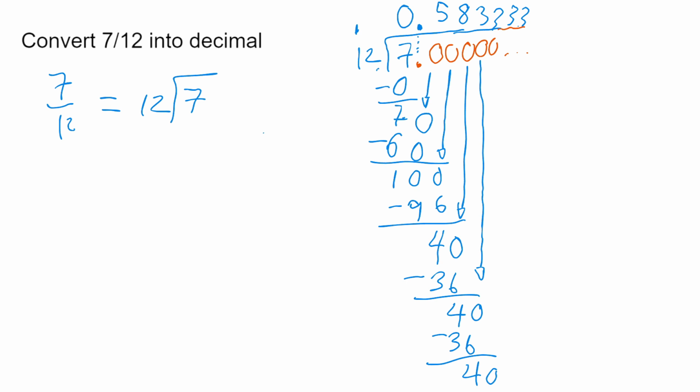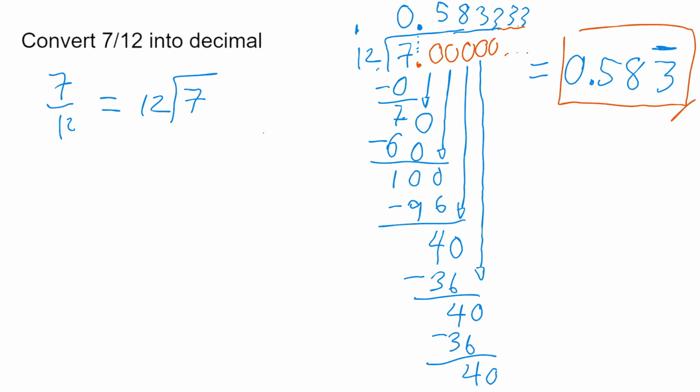So what should be the answer? 0.58. The number 3 that is repeating, you have to put a bar on top. This one here is our final answer. Okay? 0.583 with a bar on top. Again, I didn't continue this one anymore because the 40 is going to be repeating, or the number 3 will be repeating. I hope this one is clear already. Next one.